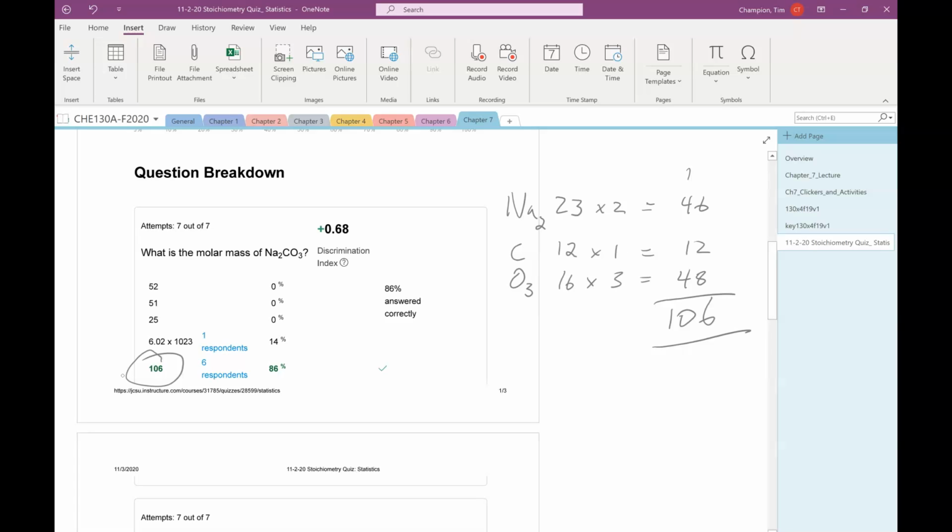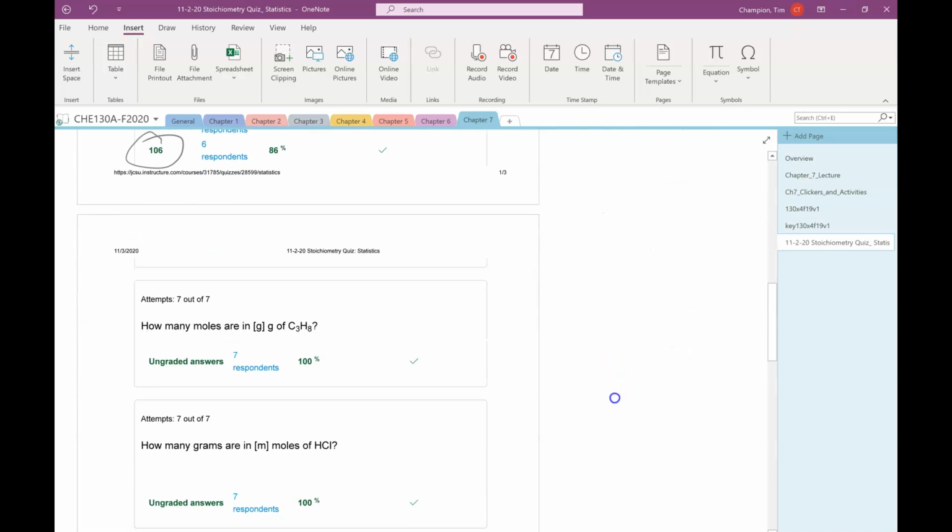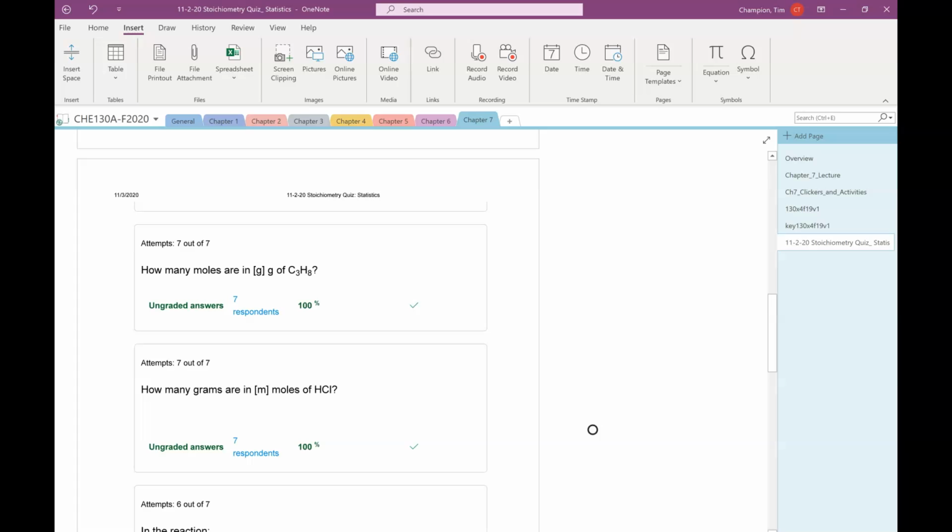6.02 times 10 to the 23 is obviously Avogadro's number, and then I think the other ones were basically things where I either ignored the subscripts, so like I think 23 plus 12 plus 16 is 51, and then one of them I got by adding up the atomic numbers instead of the mass numbers. So the wrong answers, there was kind of a rationale behind them. Okay, the next question was a formula response question, and it looks like everyone got this one right, so that's great.